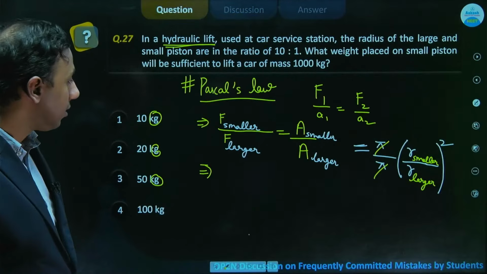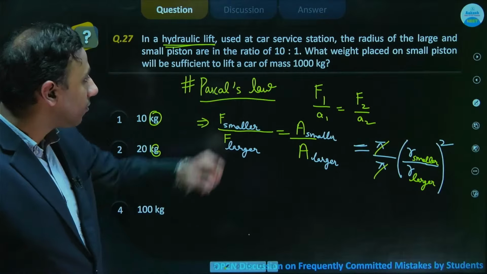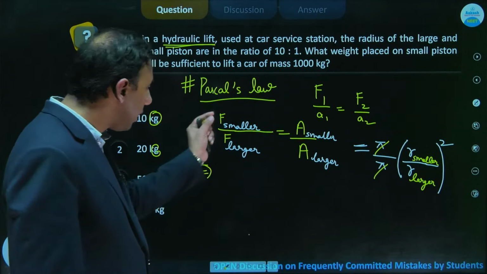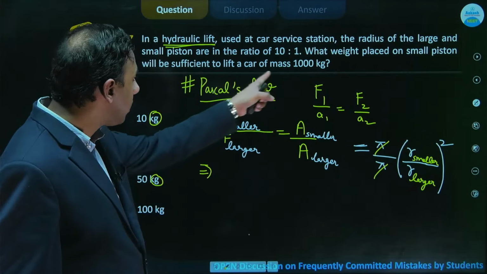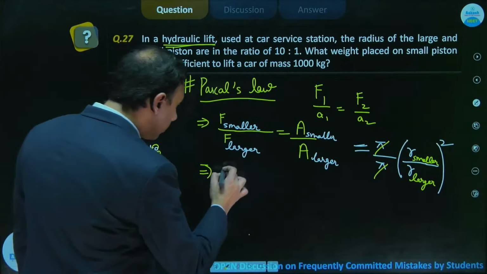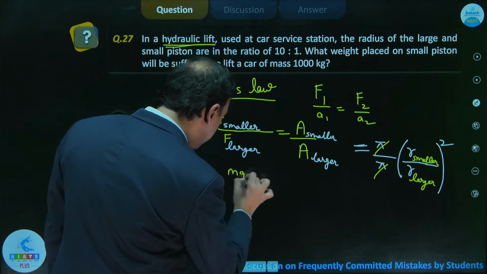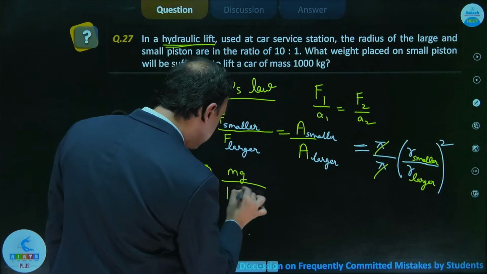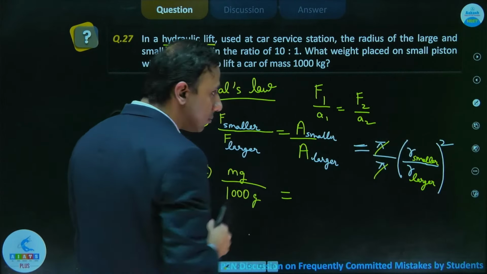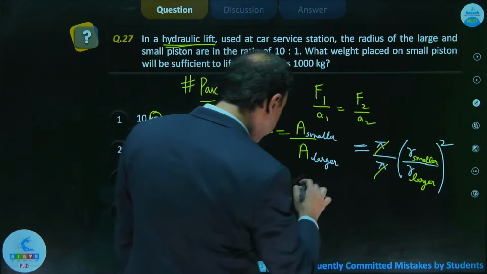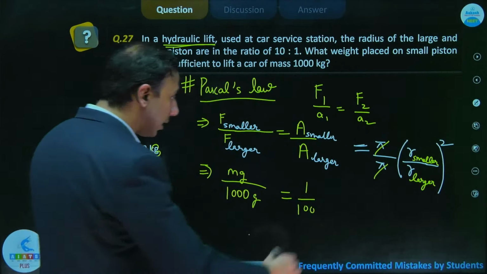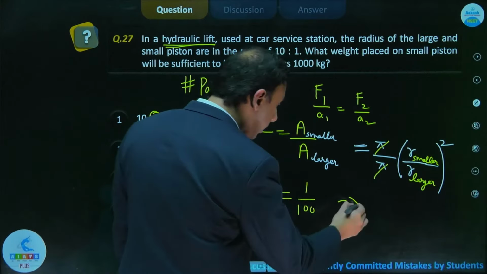So if you come over here, for that small piston, let's say the mass is m, so this will become m into g. And the mass of the car is also given, 1000 kg, so that will become M into g. So let's write m into g upon 1000 into g is equal to 1/10 whole square, that is 1/100. Okay, so that's it, we got the answer. See what the answer will become.